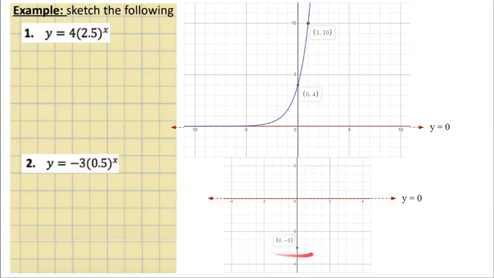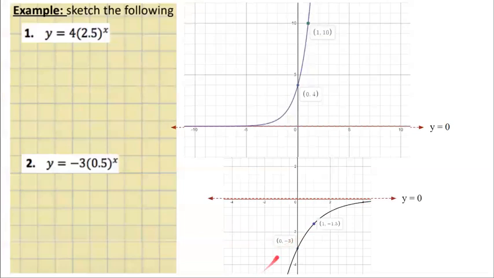So we'll graph the y-intercept first and then draw in the asymptote. And we'll find our second point when x equals 1, which is going to be -1.5. So we'll graph that point as well. And then we'll just draw in the general shape of the curve. So again, on the left side here, this time it is increasing exponentially. And then on the right side it is just approaching the x-axis, or the y equals 0 line.